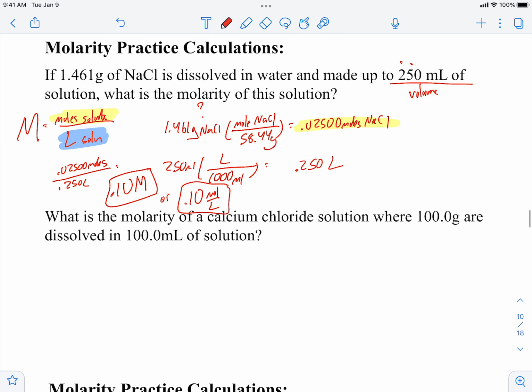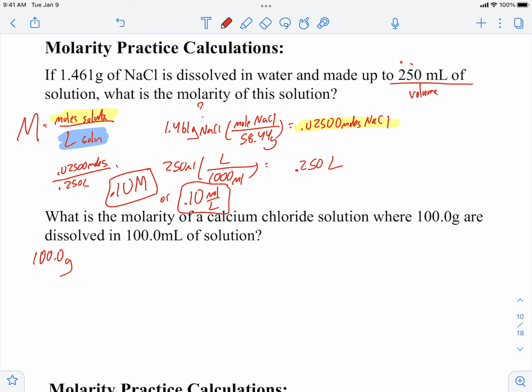Okay. So let's do another one. What is the molarity of a calcium chloride solution where 100 grams are dissolved in 100 milliliters of solution? Okay. So again, we're trying to find molarity, so we need to find moles first. So they told us we had 100 grams of calcium chloride.